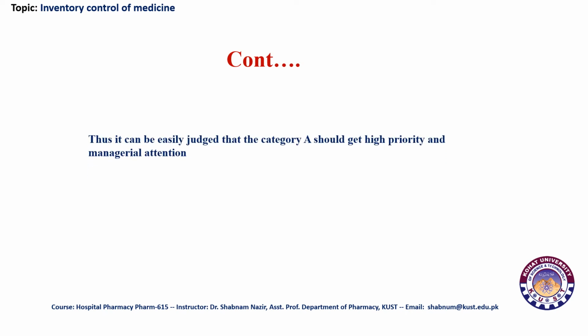Thus, it can be easily judged that category A should be given high priority and managerial attention, if it is consuming 70% of the budget despite the fact that it is only 10% of the items which are required. It constitutes only 10%, yet it must be of high significance because it's consuming too much of the budget. So their stock, consumption and purchase should be critically watched and controlled, needless to say.